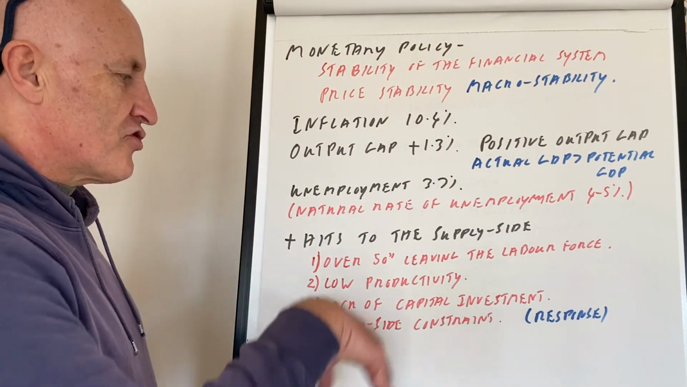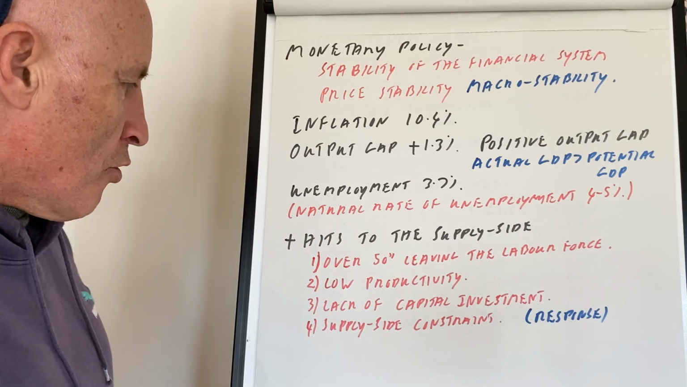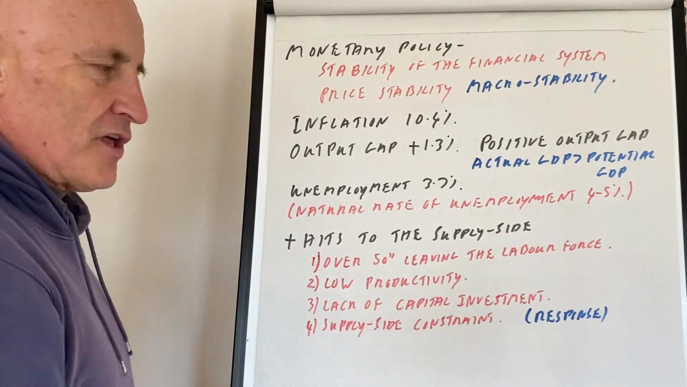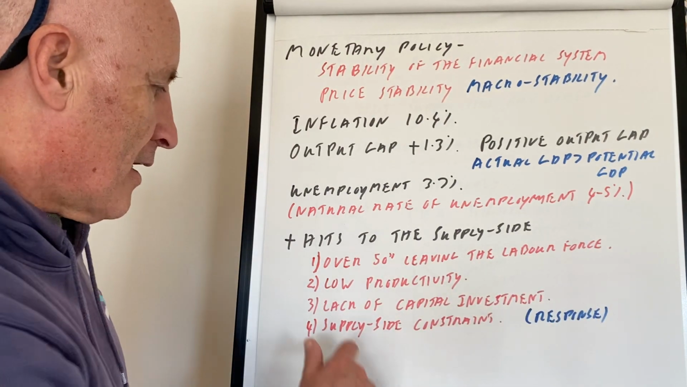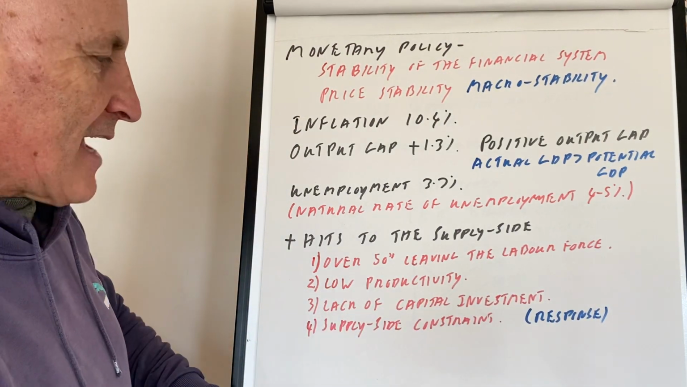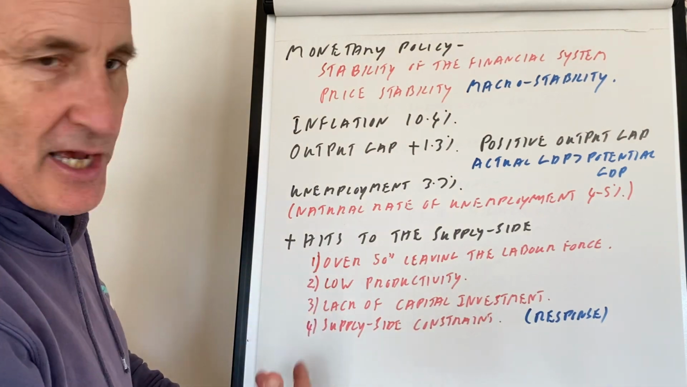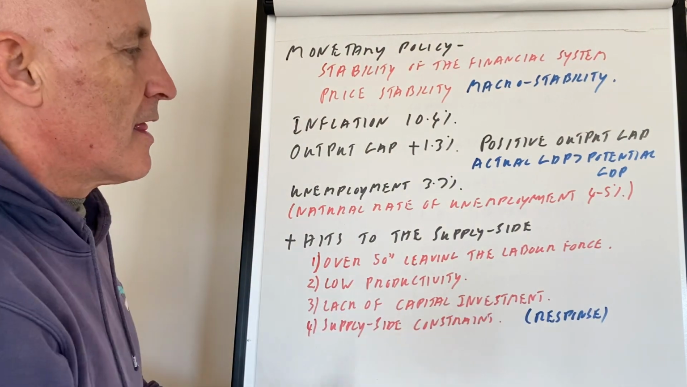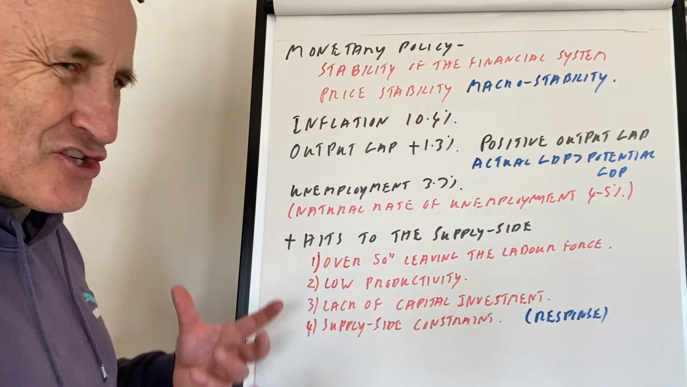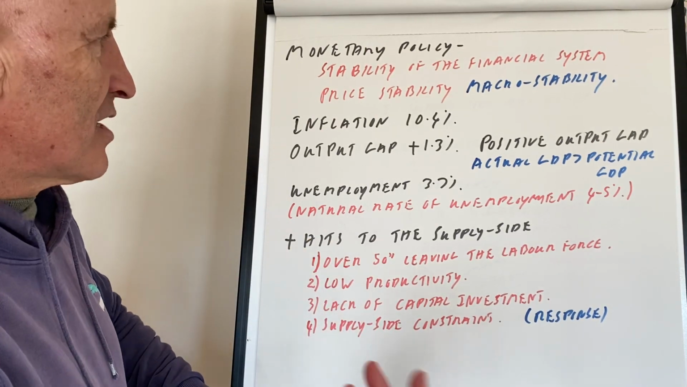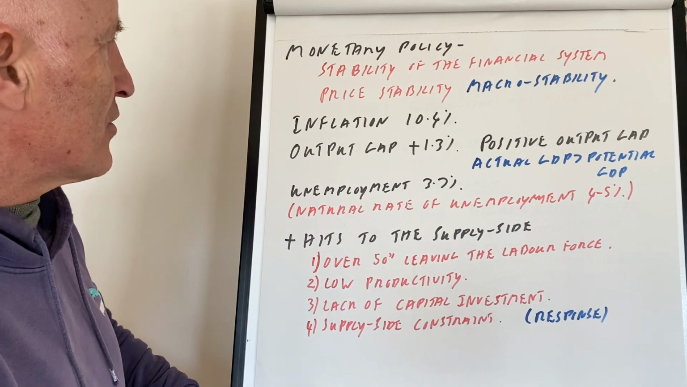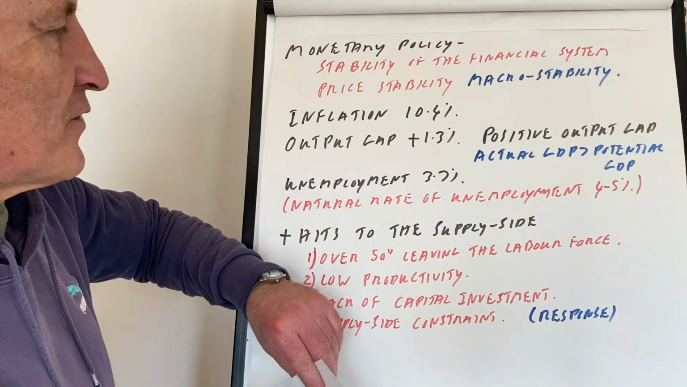So, on top of all of this chaos, we've also got hits to the supply side of the economy. The over 50s are leaving the labour force. Sadly, not me. Low productivity, lack of capital investment, and supply side constraints, e.g. Brexit. So this has all probably created a movement of the AS curve inwards, which is, as I always say, the first time this has really happened in the UK economy over the last 50 odd years.